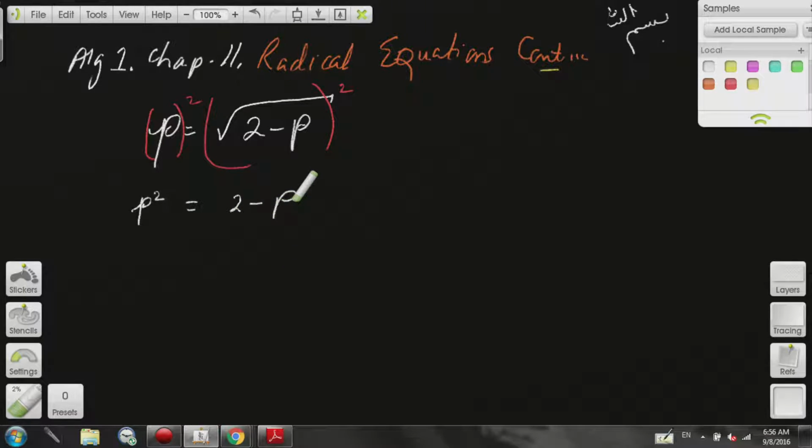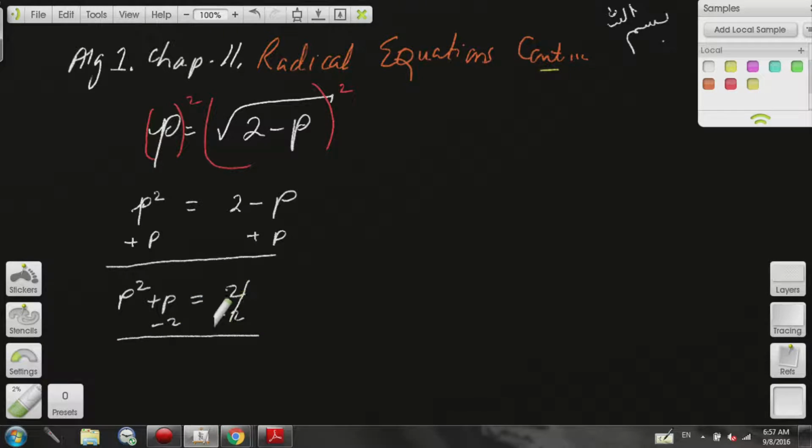To solve this, I have to bring everything to one side. So I bring this p to this side and the 2 to this side by adding a p and subtracting a 2. Let me do it methodically so I don't confuse you. I have p squared plus p equals 2, and I subtract 2 from both sides. Then I have p squared plus p minus 2 equals 0.